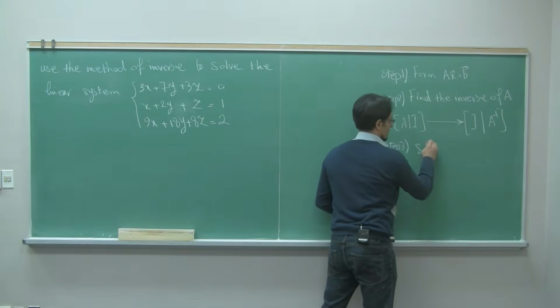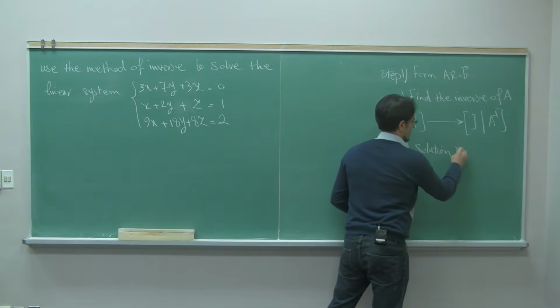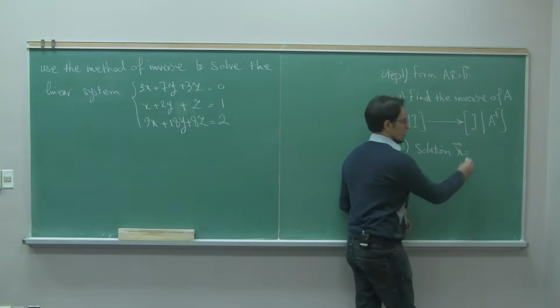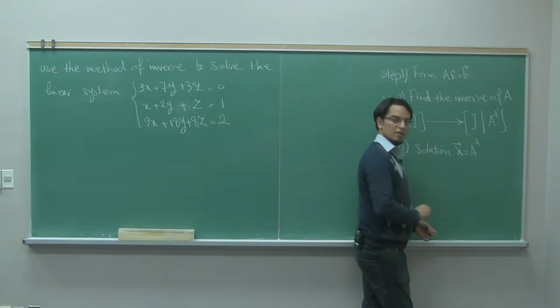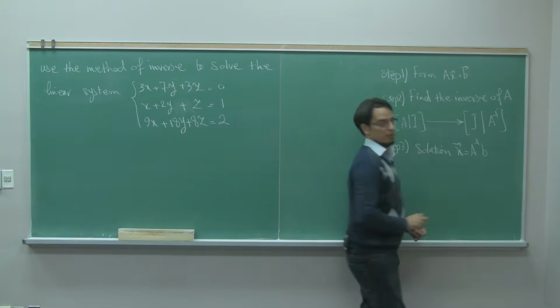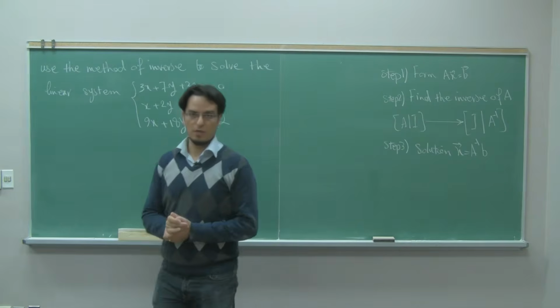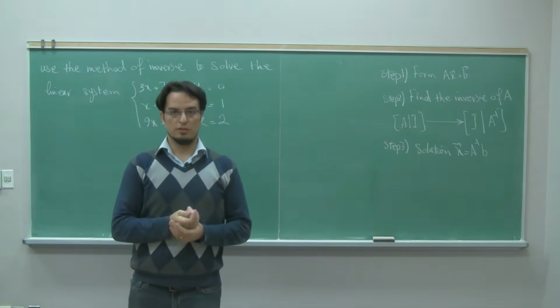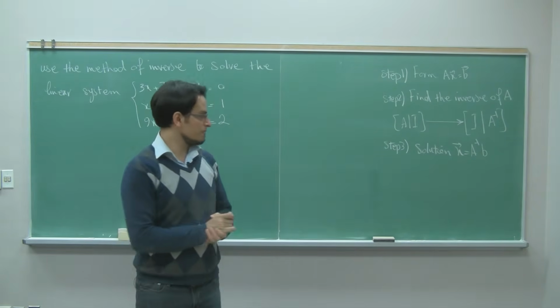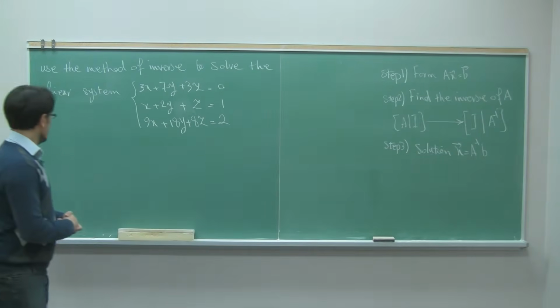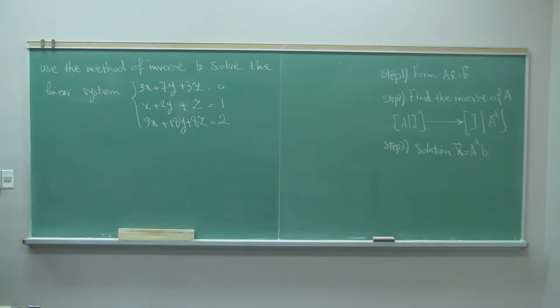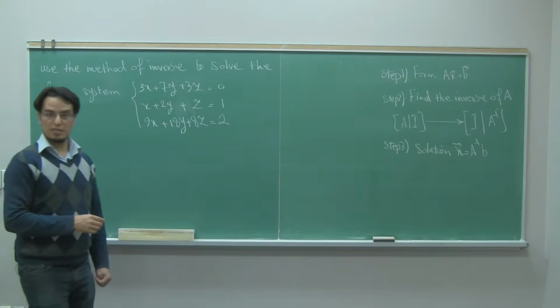The solution is given by, you just multiply A inverse to the right-hand side matrix, or the constant matrix, B. Well, let's apply those steps here.